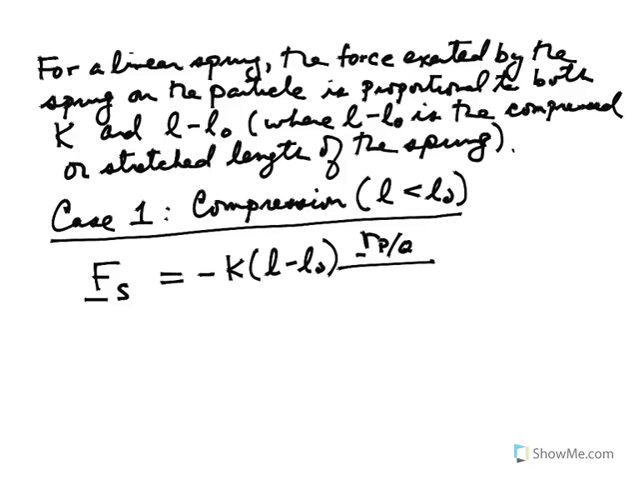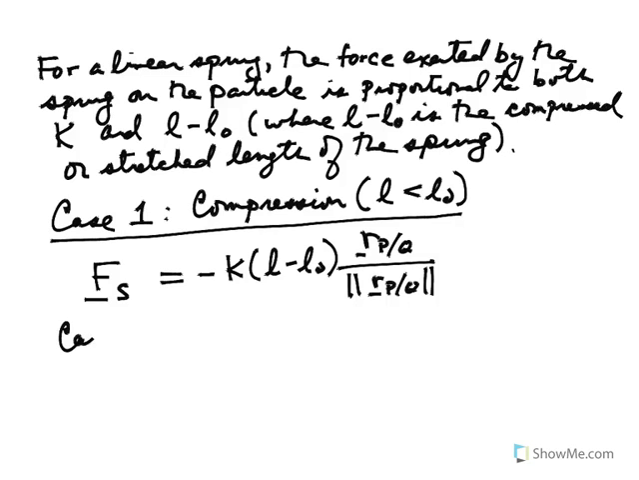So if I want this force to lie along the direction from Q to P, let's look at this. RP relative to Q divided by its magnitude defines the unit vector along QP. Given that L minus L naught is negative, if I want the force to be along the direction from Q to P, I have to put a negative sign in front of the result. So I get that result for the case of compression.